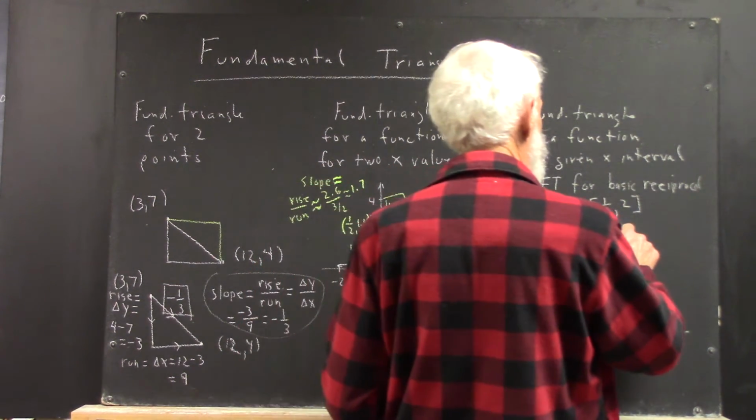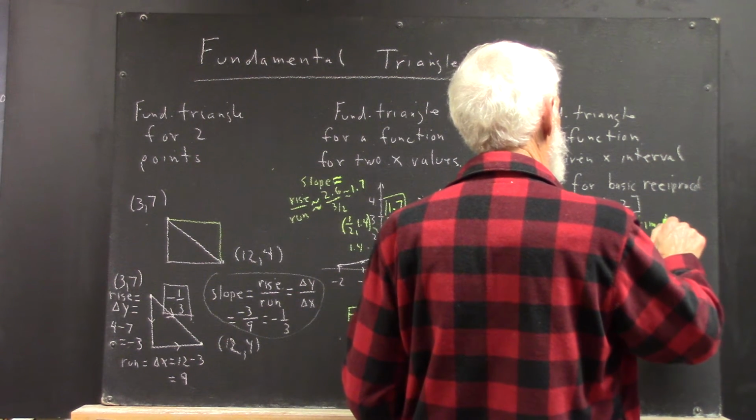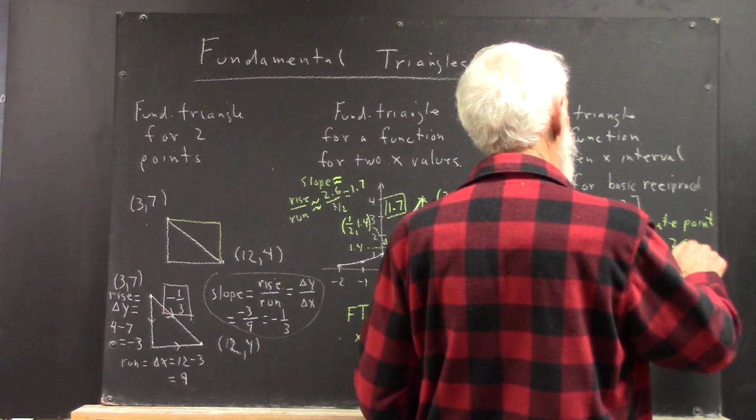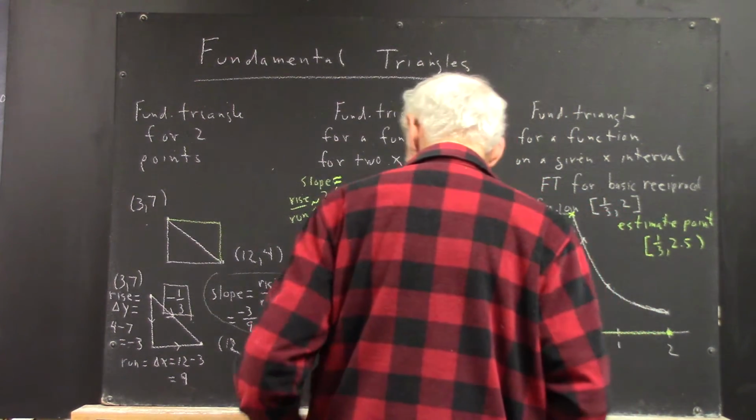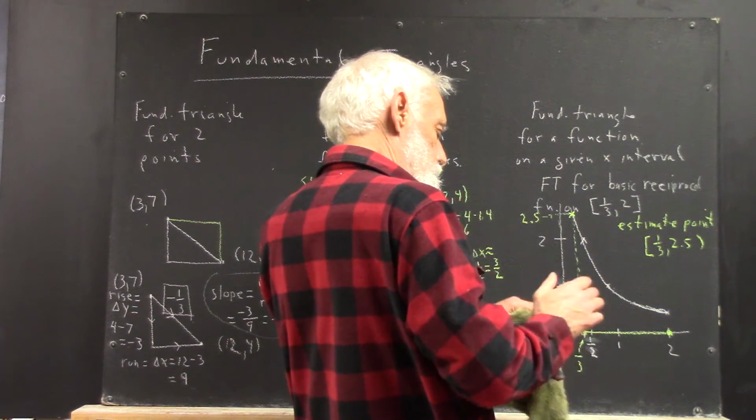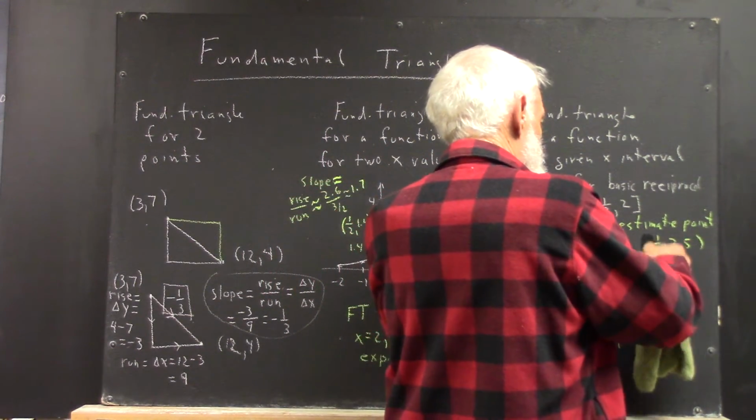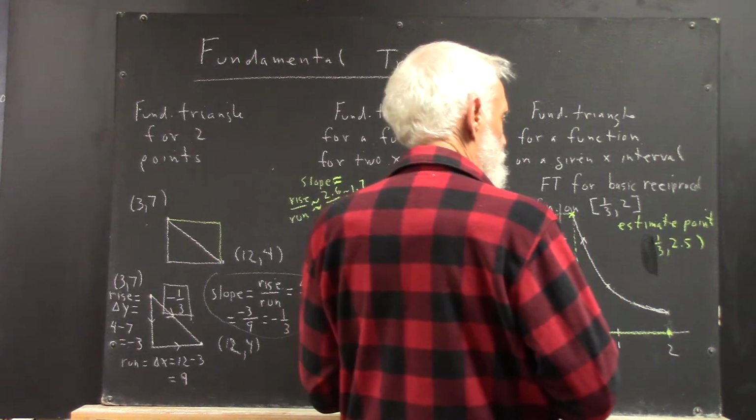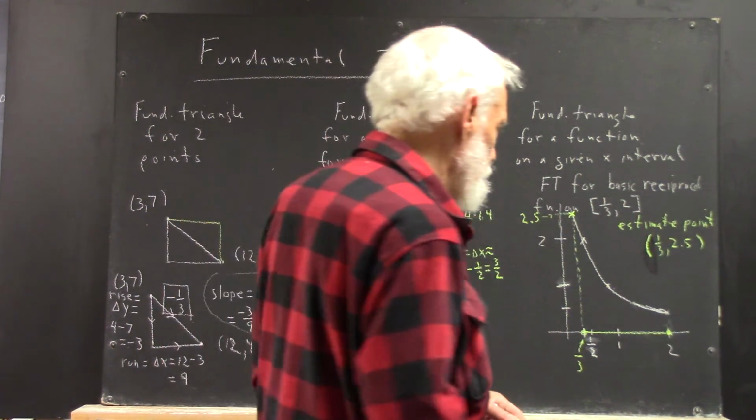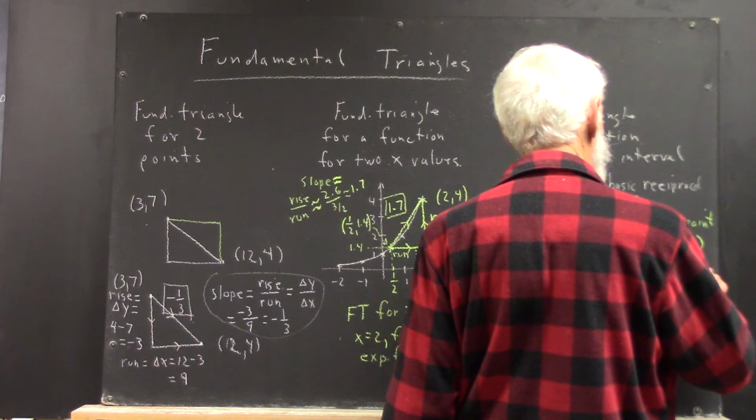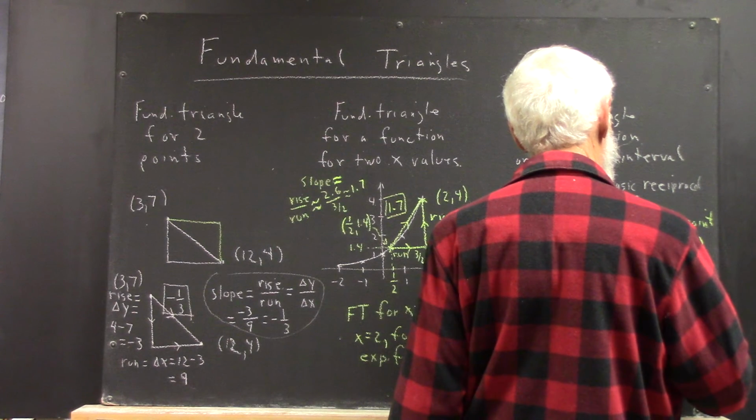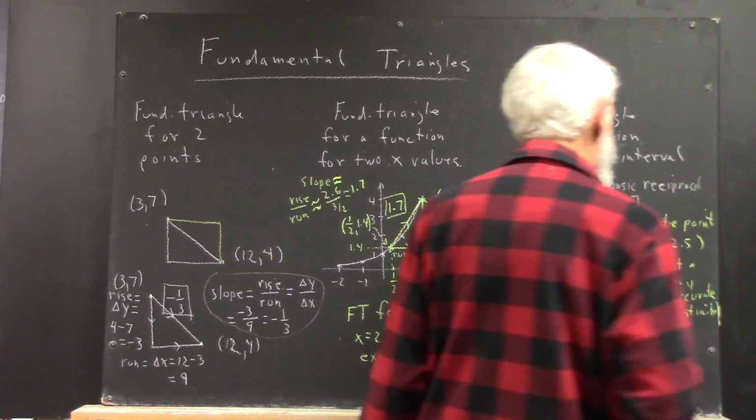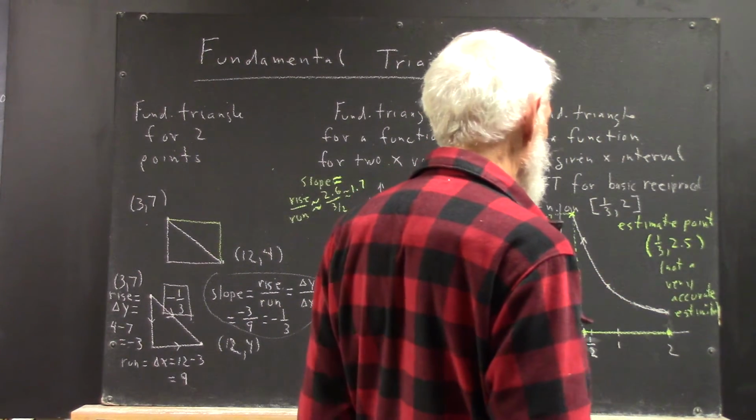So we estimate (1/3, 2.5), and my hand's used to making 2 kinds of brackets, parentheses and brackets, and I kind of made the wrong one there. Okay, so the point is the ordered pair (1/3, 2.5). Maybe you can't read that. It says not a very accurate estimate.